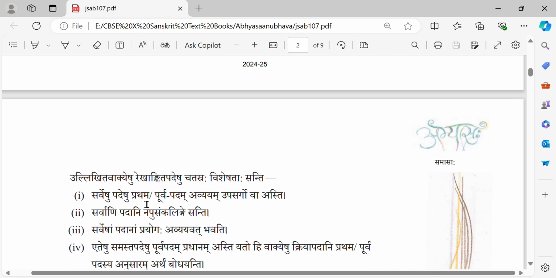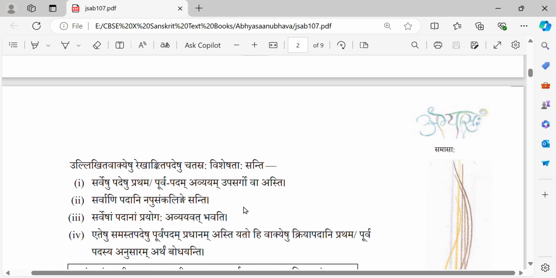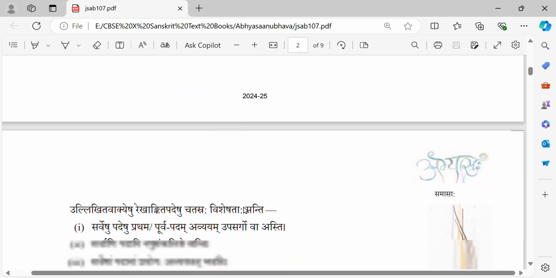उल्लिखित वाक्येषु रेखांकित पदेषु चतस्र विशेषताः सन्ति. In all the avyayeebhava samasa, these are the specifications. These points will be there always. Sarveshu padeshu prathama purvapadam avyayam upasargo va asti. The first word will be either avyaya or upasarga. So the first word in avyayeebhava samasa has to be avyaya or upasarga. As I told you, yatha rupam, yatha vidhi, pratyaksham, upagangam, etc.